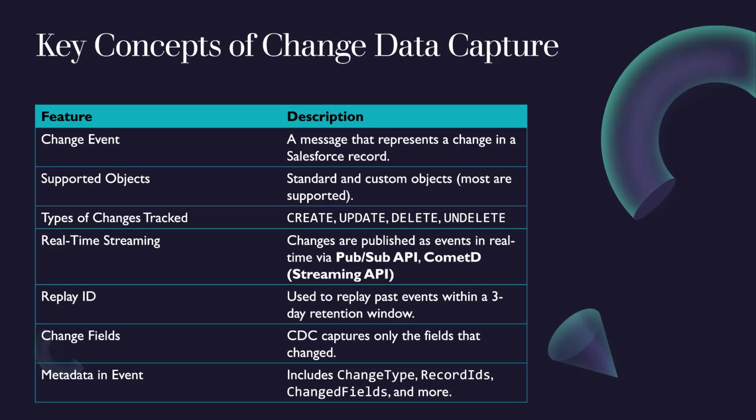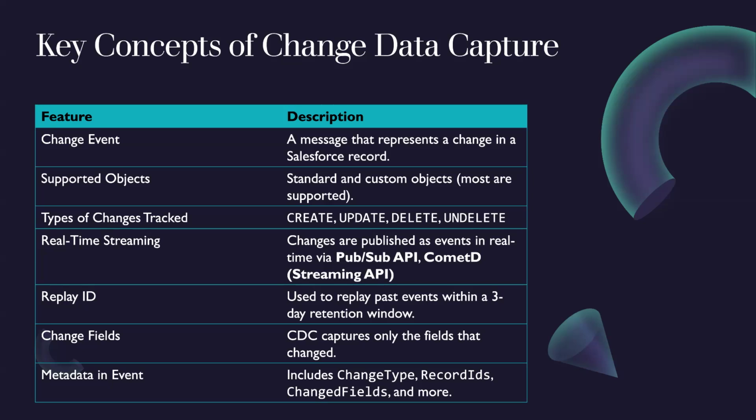Next is replay ID, which is used to replay the past events within a 3-day retention window. So let's say when Salesforce published an event, for some reason the external system was down and was not able to catch that event, it can then use this replay ID and read the event again. But you need to keep in mind that the retention window for past events is 3 days, which I think is more than sufficient. In a real world scenario, no production application can be down for more than three days.